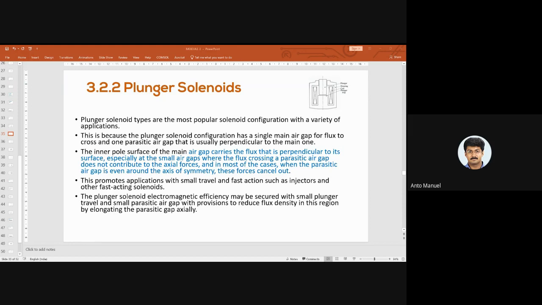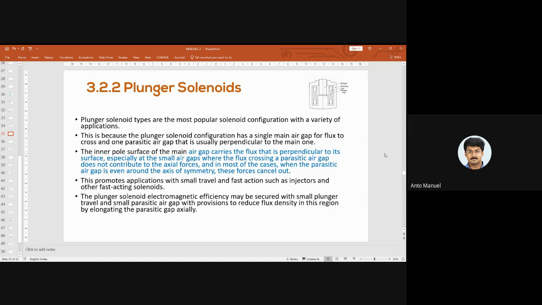Hi all. In this section, we will be discussing plunger solenoids in detail. In the last class, we discussed the solenoid, in which we detailed its dynamic and static characteristics. Today, we are going to discuss plunger solenoids and what they are.